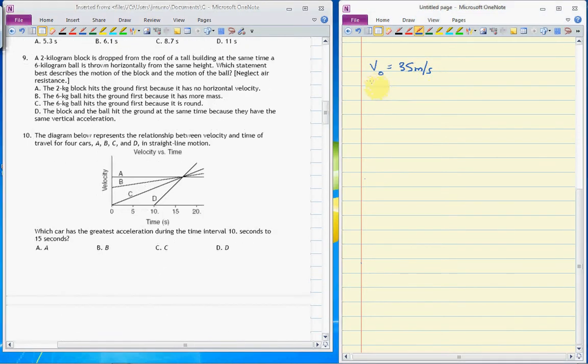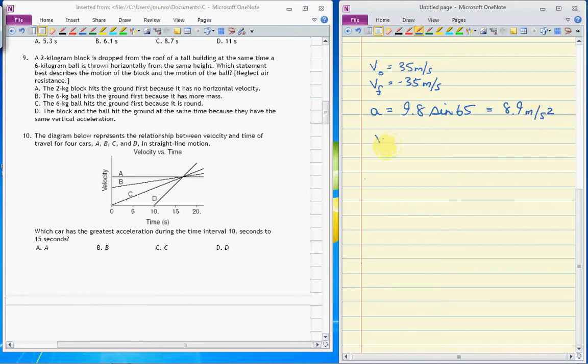Vf will be equal to negative 35 meters per second as it comes back down. We want to know what the acceleration is. Well, the acceleration is equal to 9.8 multiplied by the sine of 65 degrees. This gives us the component of the acceleration acting down the slope, 8.9 meters per second squared.